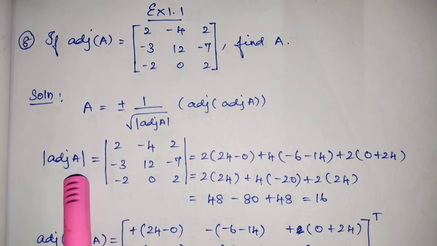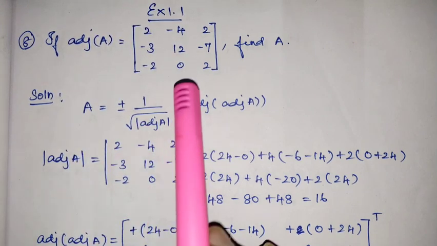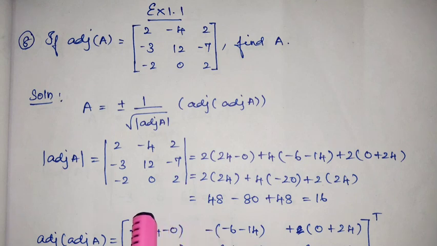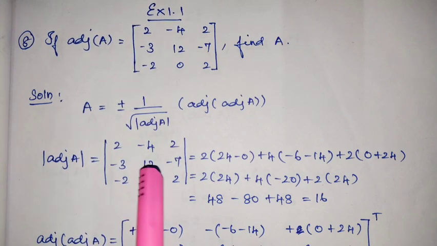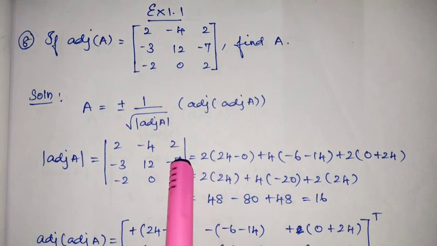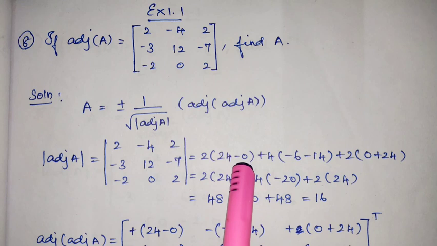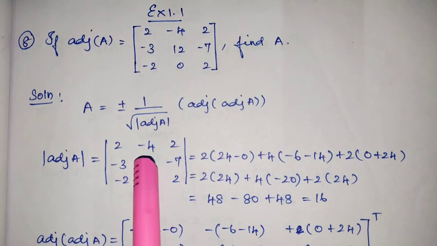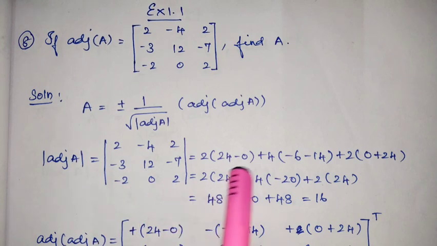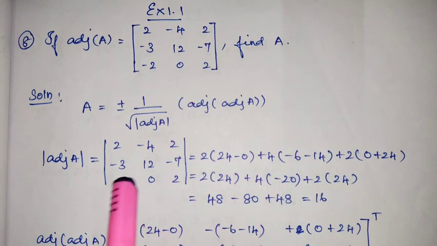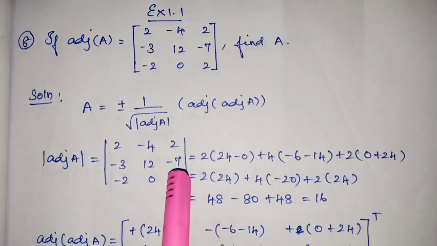So determinant of adjoint A, so I have written the determinant of the given matrix. Okay. Now you know how to find the value. So 2, leave the row and column. 12 into 2 is 24, minus 7 into 0 is 0. Change the sign of this number, which is plus 4. Leave the row and column. Minus 3 into 2 is minus 6, minus 2 into minus 7 is 14.